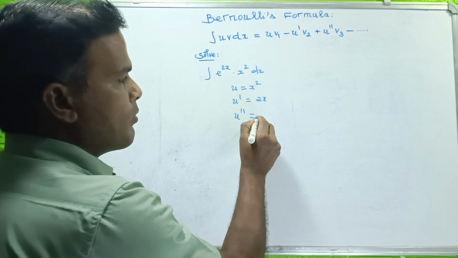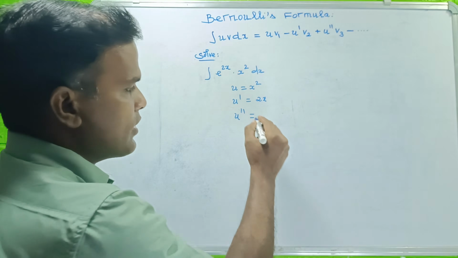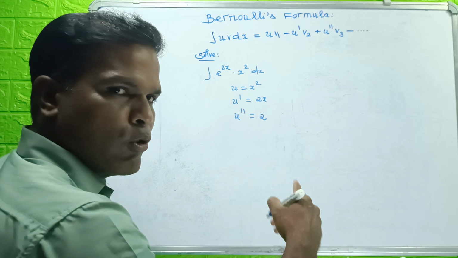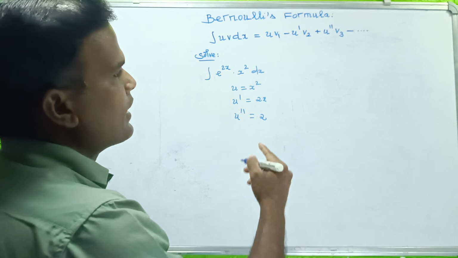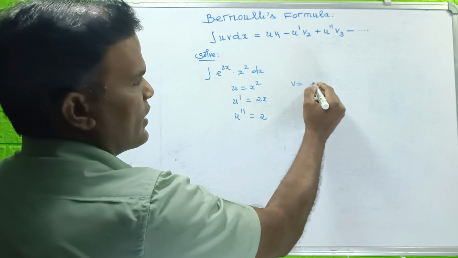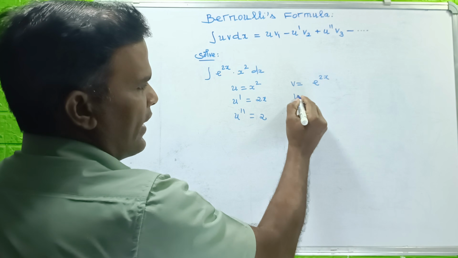Next, u double dash. What is the value of u double dash? Differentiate once again with respect to x. You will get 2. Next, u triple dash will become 0. Similarly, u 4 dash, everything is 0. Next, you consider v. What is v here? E power 2x.